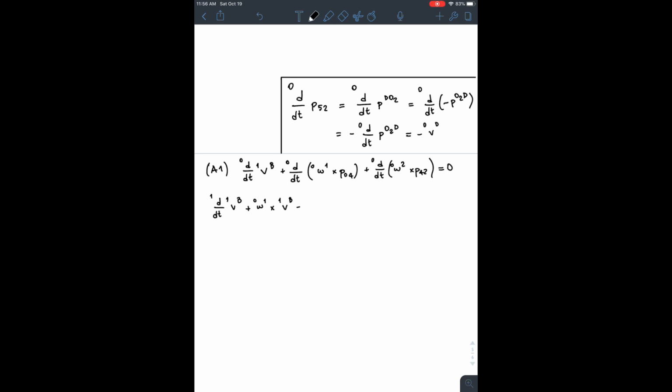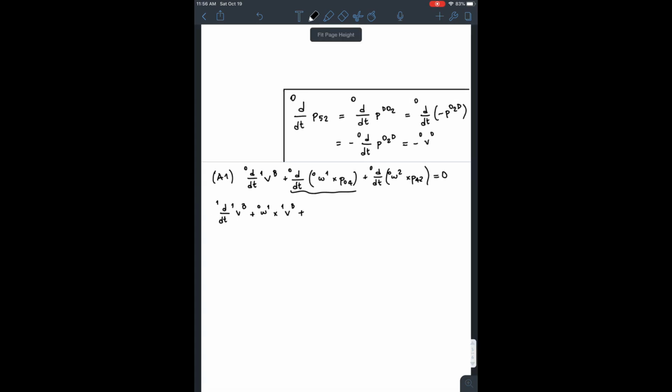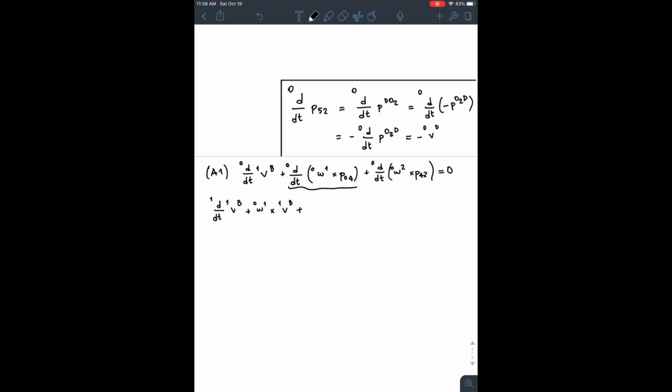Then I come to the second term, right? This one right there. Sorry about the zoom in and out. Sometimes it catches my fingers, so I have to rectify it. Anyway, for this term over here, I see a product term. Whenever I see a derivative of a product term, I must use the product rule of differentiation. So what I'm going to do is exactly that: d/dt in 0 of angular velocity of 1 in 0 cross P04 plus, oops, oh my god, I messed up the 4.